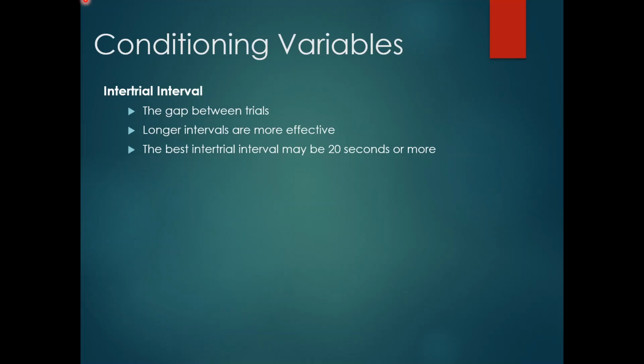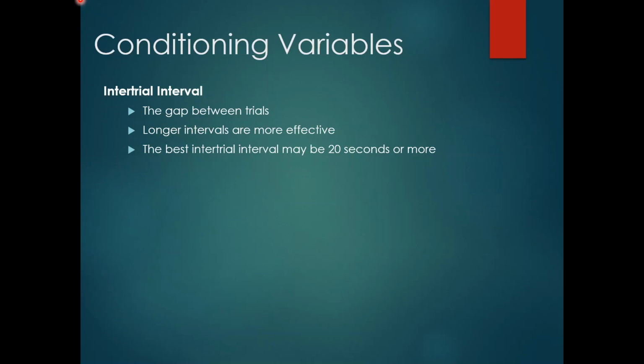Next, we have something called the intertrial interval. Interstimulus interval refers to the gap between the conditioned and unconditioned stimuli. But, as we learned when we talked about pseudo-conditioning, conditioning doesn't just happen after one exposure period. We have to do it over and over again, and the time between those trials is referred to as the intertrial interval. We know that longer intervals tend to be more effective, but by longer, we mean around 20 seconds.